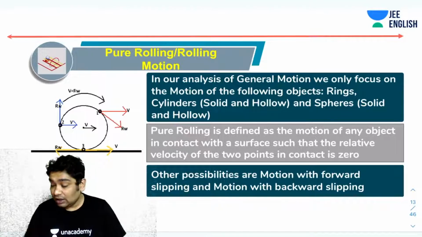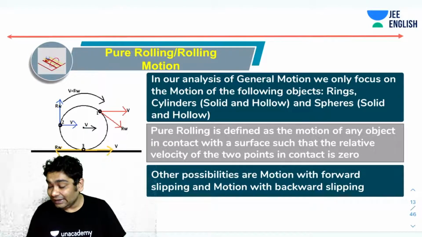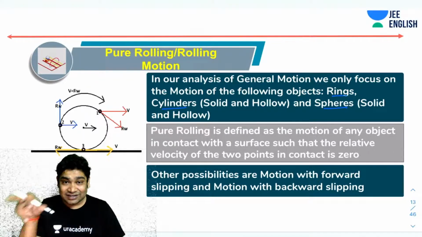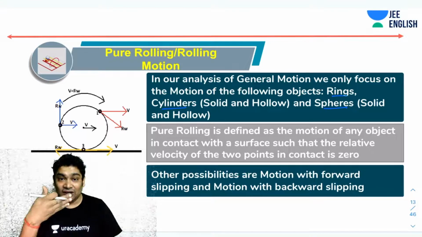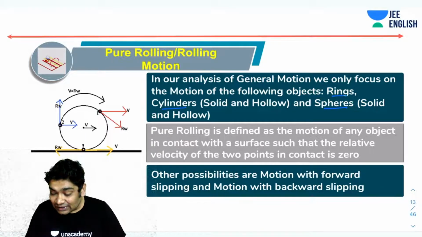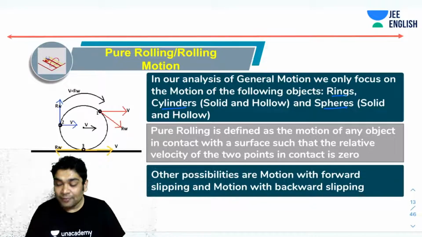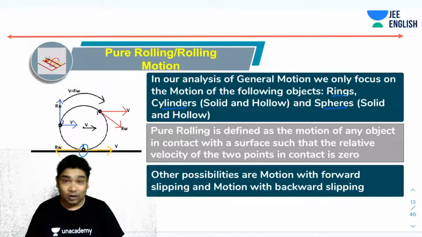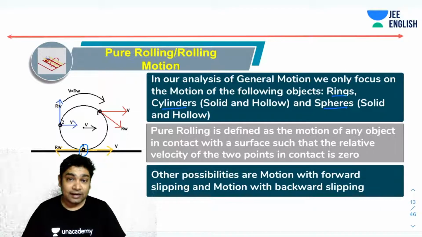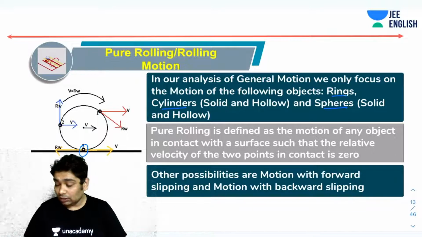We have already talked about this, that most of the shapes we are going to talk about are either rings, cylinders or spheres, where the cross section would appear as shown. You will see a circular cross section when you look at any of these shapes from the side, and you will realize that there is a single point contact between the surface and our object. If this single point is not slipping with respect to the surface below, then the motion is called pure rolling.